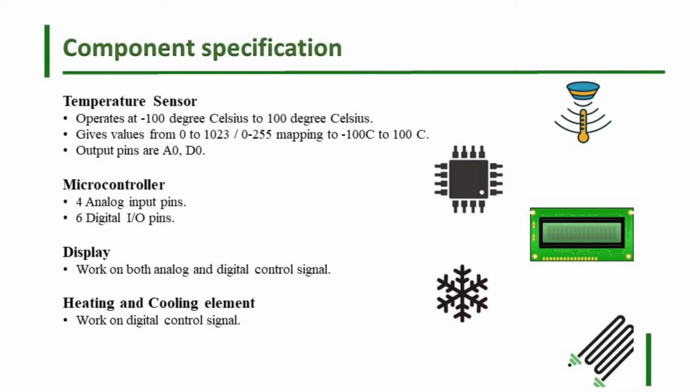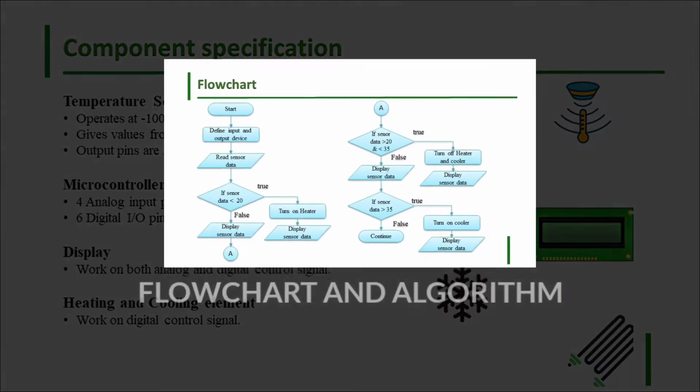The brain of our project is the microcontroller. It comes with 4 analog input pins and 6 digital input and output pins. Then, to display the sensor reading, we are using an LCD display. Also, to produce heat and chill ambience, we are using their respective elements.